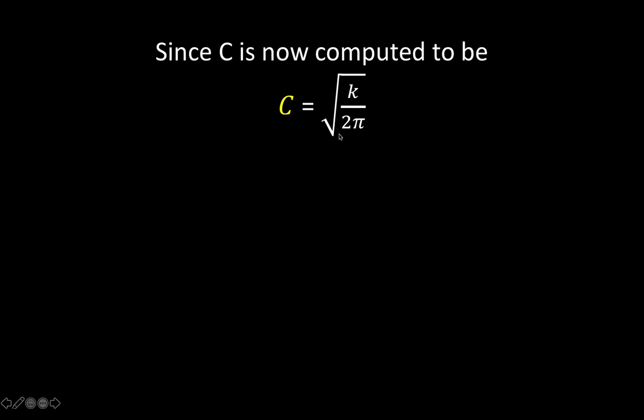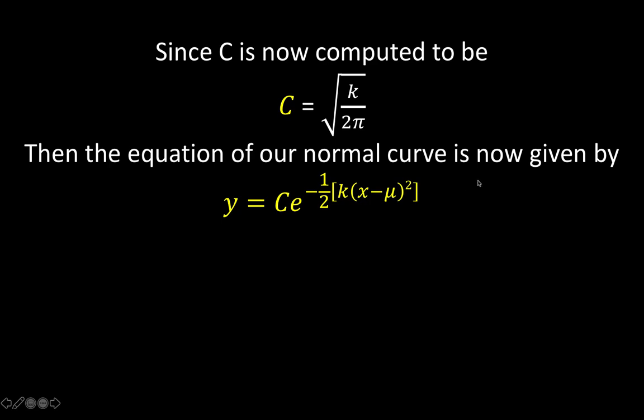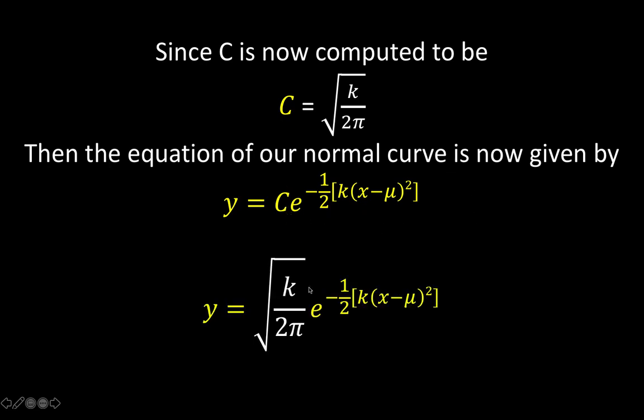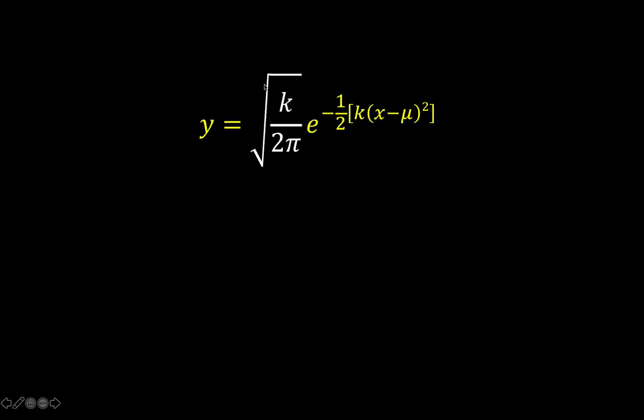Since the constant is equal to the square root of k over 2 pi, then the equation now of our normal curve is now given by this equation. The original equation that we arrived at, replace c by this constant, and so we now arrive at our equation for the normal distribution. Let's inspect this equation.